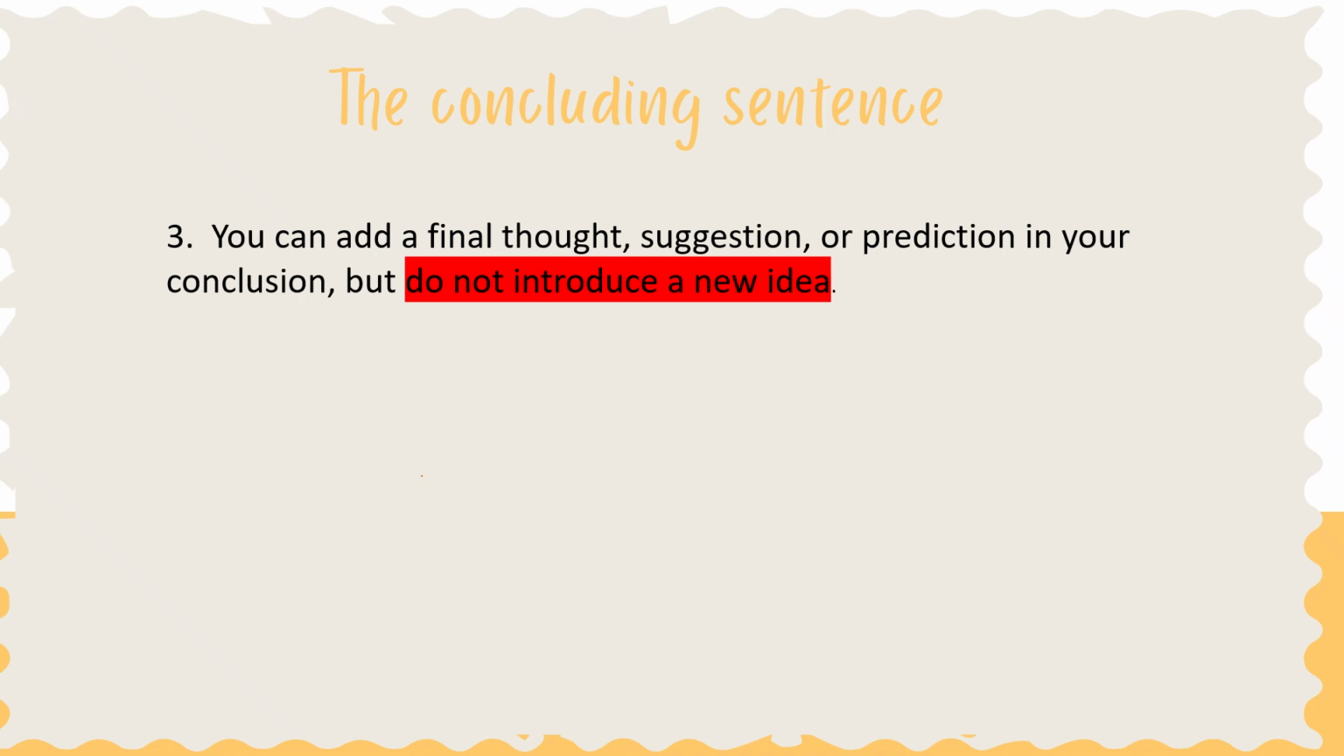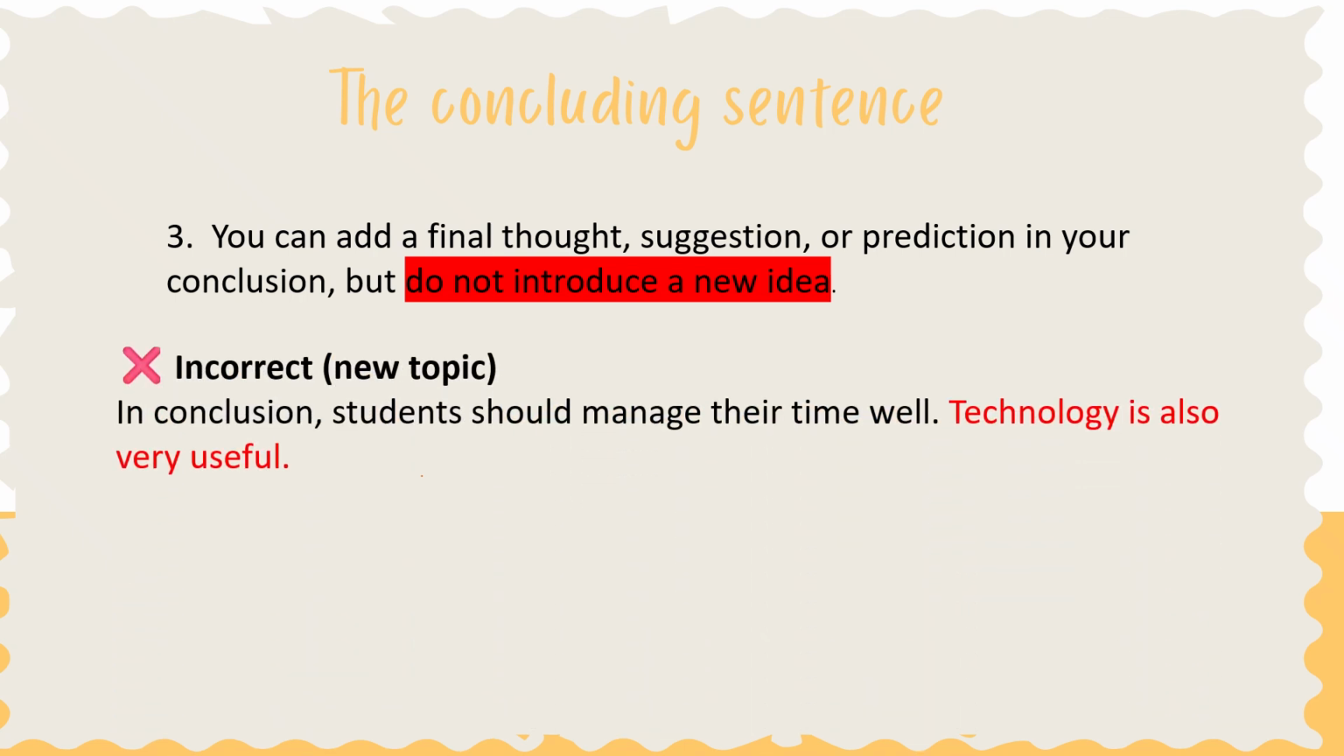And the third tip to write a good concluding sentence is you can add a final thought, suggestion, or prediction in your conclusion. Yes, you can do it, but do not introduce a new idea. Let's see one example. In conclusion, students should manage their time well. Technology is also very useful. This is kind of like introducing a new topic. So this is not a good concluding sentence.